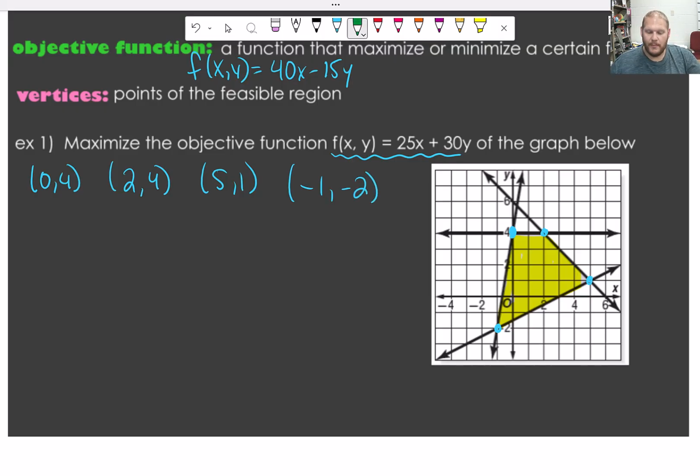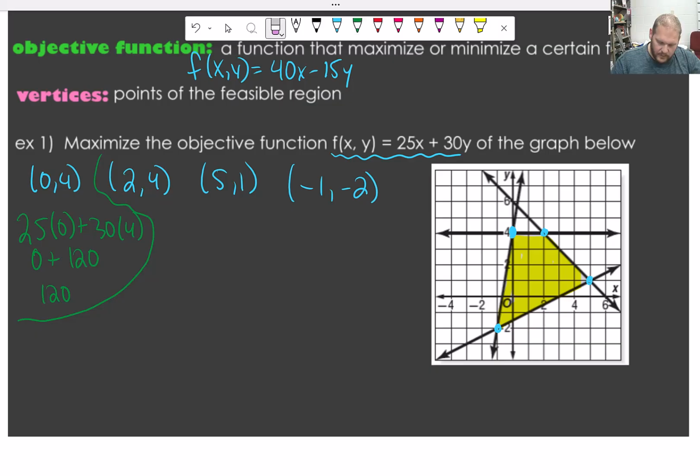And so if I plug those x and y values into my objective function, it's going to give me the value at that point for our objective. So plugging in 0 for my x value and 4 for my y value gives me 25 times 0 plus 30 times 4. So 0 plus 120, which gives me 120.